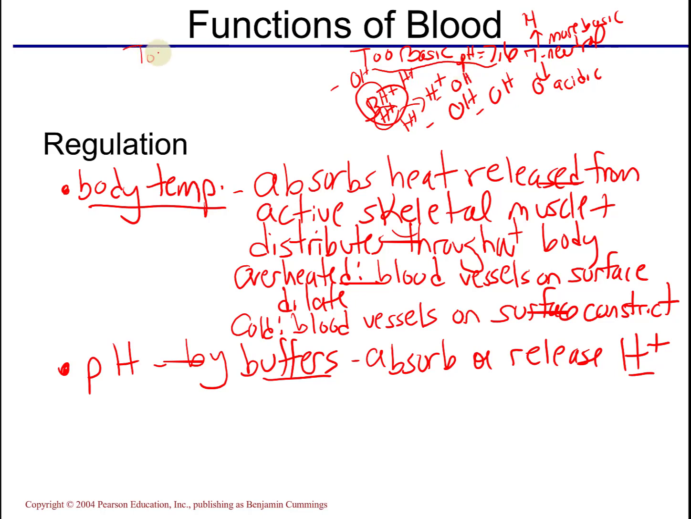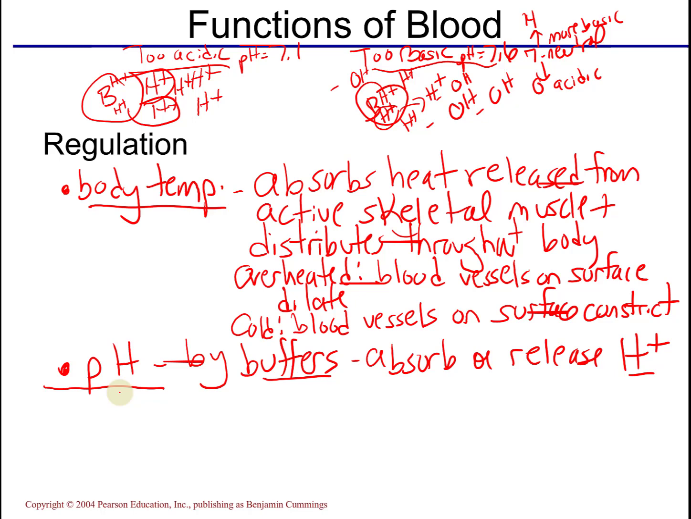Let's say the blood is too acidic. In this case, we'll say the pH is 7.1. Okay, that's too low. It needs to be 7.35 at least. So here's the buffer again, carrying some hydrogen ions. But now we've got an awful lot of these outside in the blood. In this case, the buffer is going to absorb some of these hydrogen ions, remove them from the blood, and that's going to cause the pH to go up. So again, one of the things that blood does is regulate the pH.